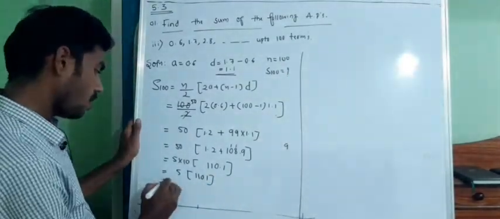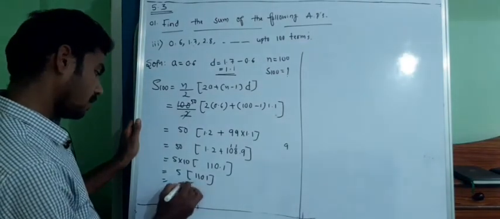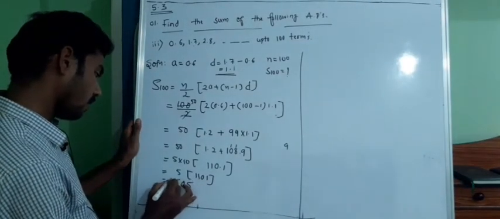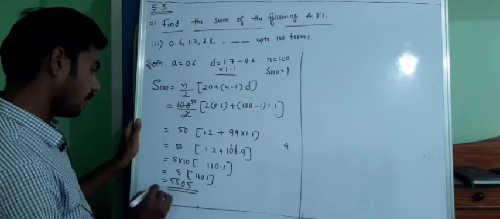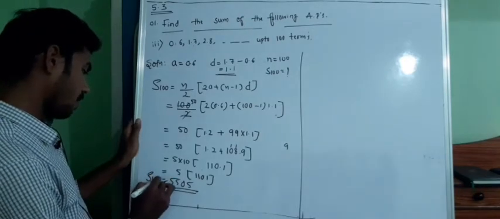See, now 5 ones are 5, 0, 5 ones are 5, 5 ones are 5. 5505. Please note this down.